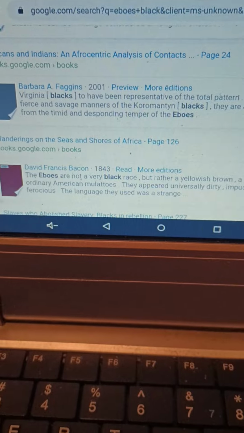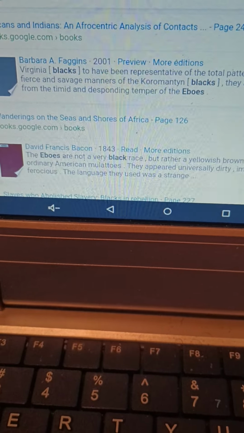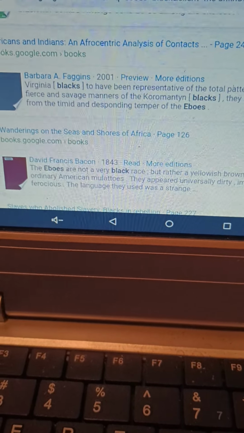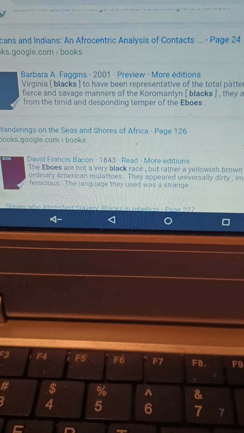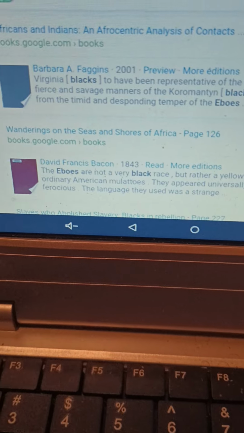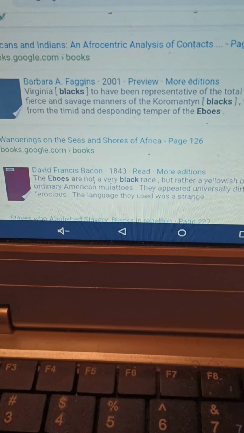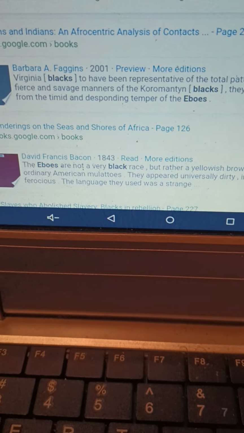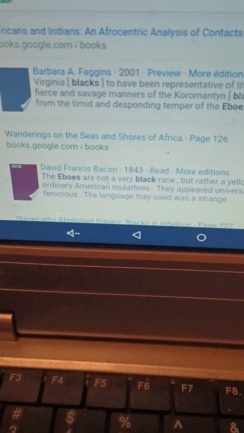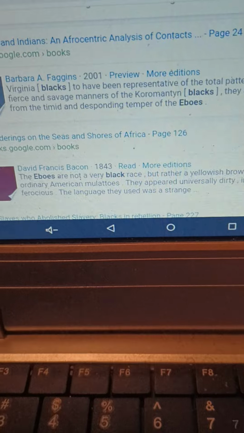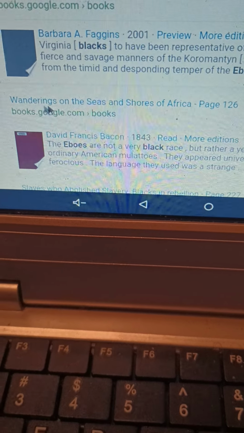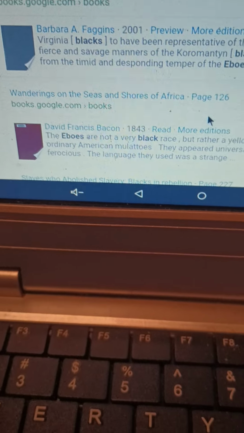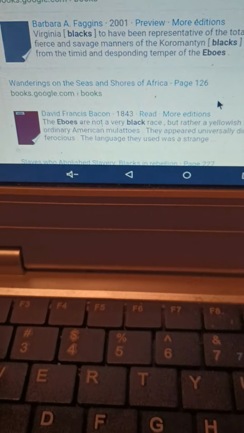What is the normal skin tone for African Americans? Right now I'm showing you something that I found on Google Books, where I do a lot of my research. This is a book entitled Wanderings on the Seas and Shores of Africa. This is on page 126.